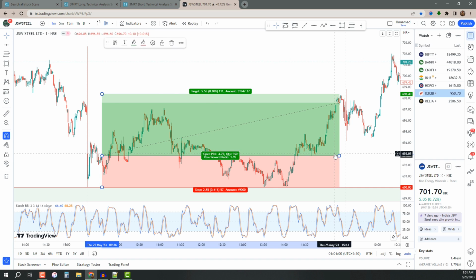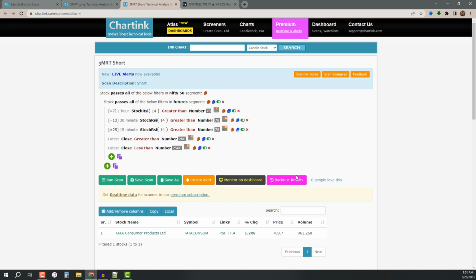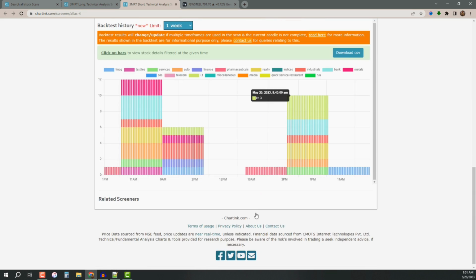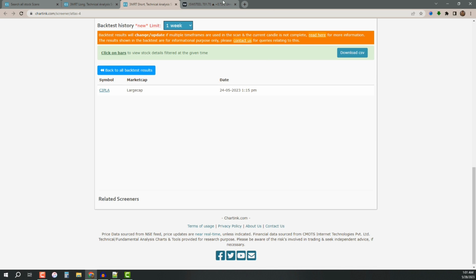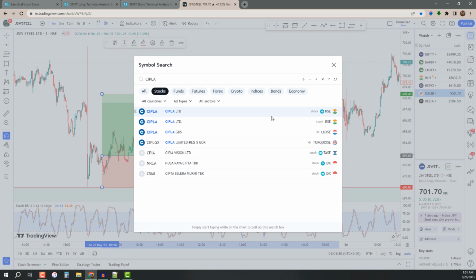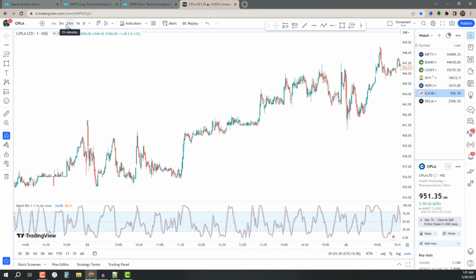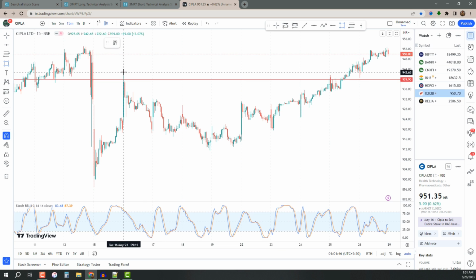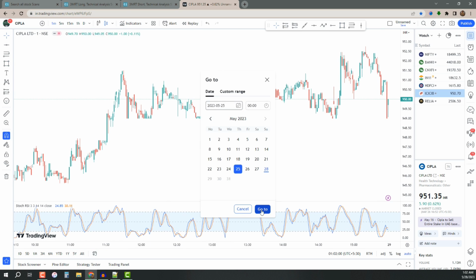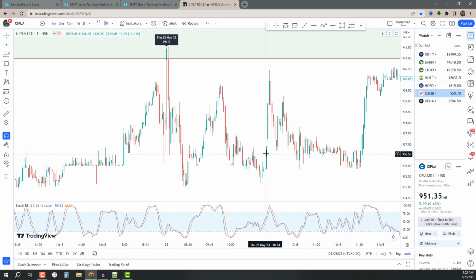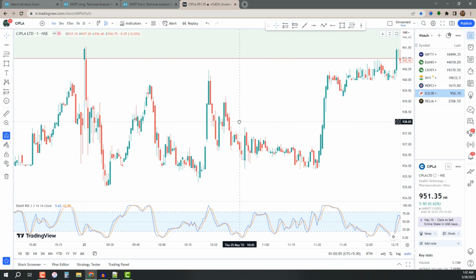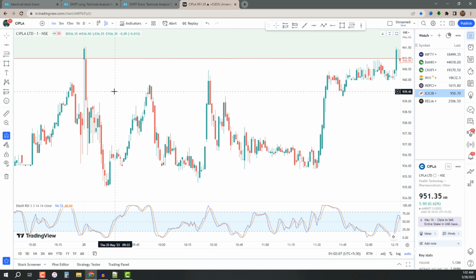Now, let's shift our focus on short side trades, starting with CIPLA, which was the only stock on 24th that met our criteria. Let's backtest it. Following the same procedure, begin by plotting the resistance zone on the chart. In this case, you can observe that although the price was rejected from the resistance zone, the swings are quite large, resulting in a large stop loss.